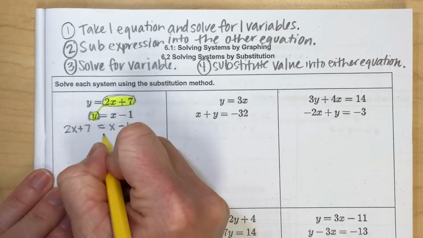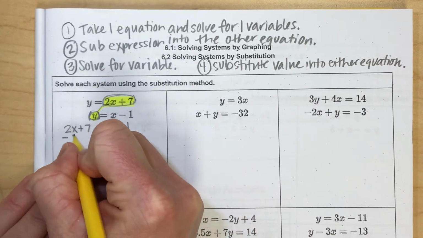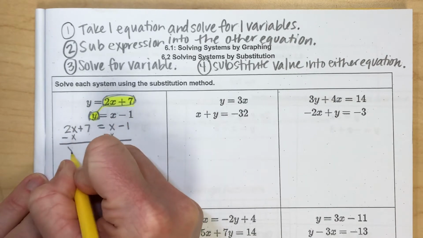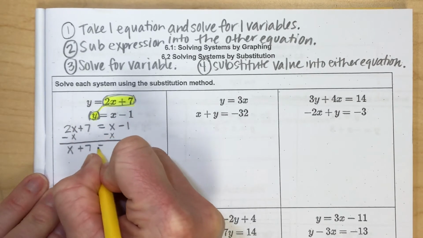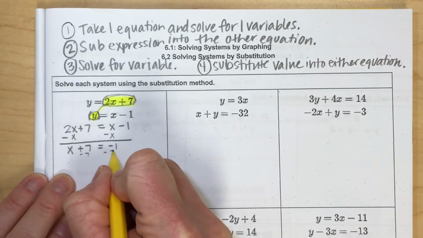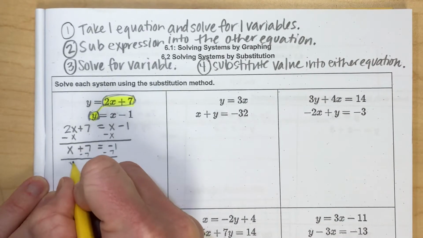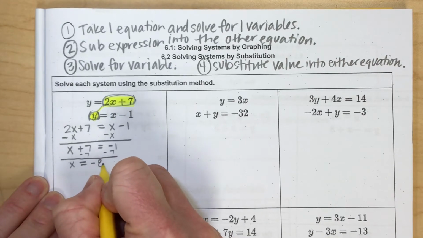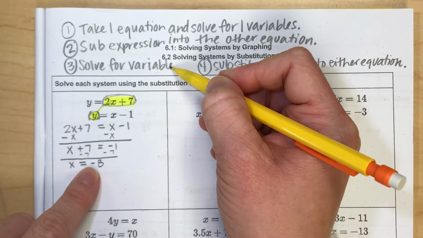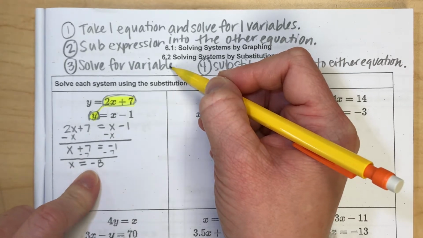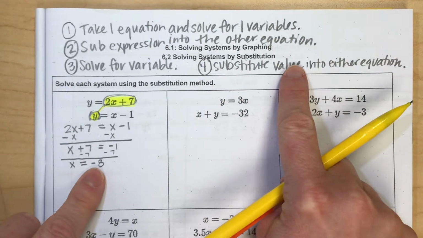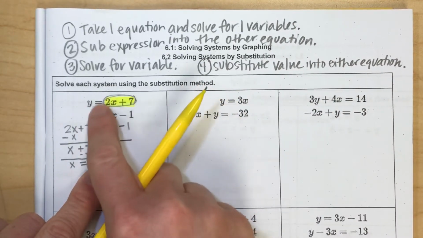So I'm going to subtract 1x, and I am going to have 2x minus x, which is 1x, plus 7 equals negative 1. So I'm solving for my x. Subtract 7 to the other side, and I get x is equal to negative 8. Now I've done step 3, which is solve for the variable. I got negative 8. Now in this case, what I'm going to do is substitute the value that I just found into either of the original equations that you have.